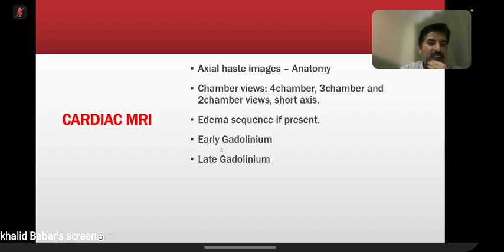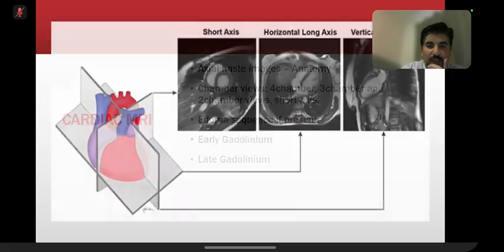Then we have an early gadolinium sequence as well. This early gadolinium sequence can be used to rule out any cardiac thrombus, or sometimes to rule out any acute myocardial infarction. So these are just the basics of cardiac MRI sequences. There are further extensive MRI sequences like T1 and T2 mapping and some perfusion sequences. I will not go into details of these because I think they are out of scope for the FRCR 2B exam.